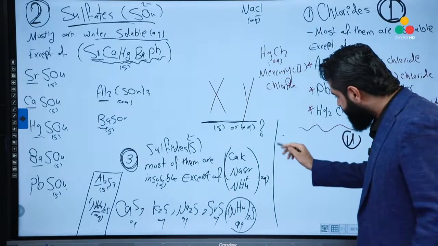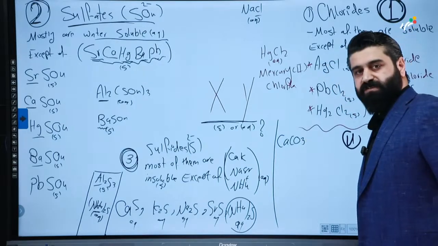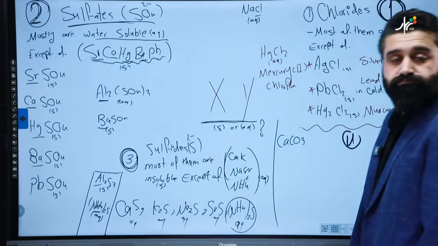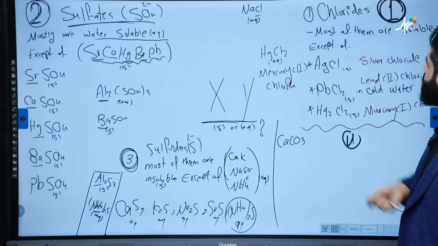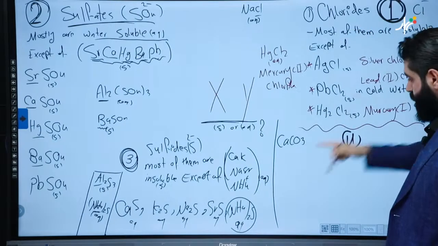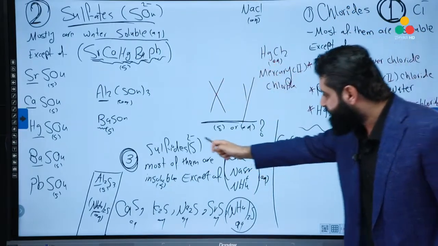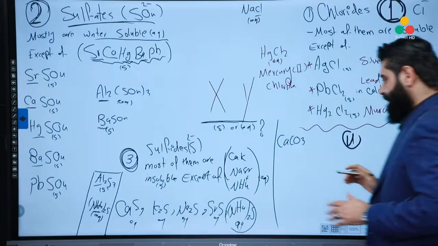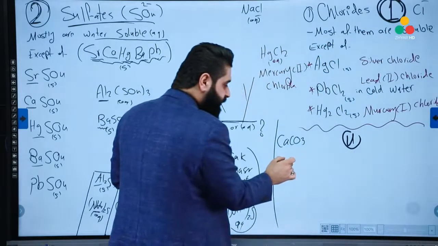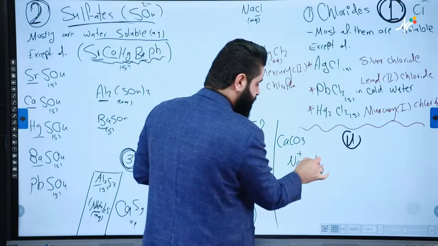Example, if I say CaCO3, what is the solubility of this? Soluble or insoluble? Let's see. Is there any chloride? Cl negative? No. Leave this. SO4? No. Leave this. S alone? No. This will be the last rule. Then check for the following ions.